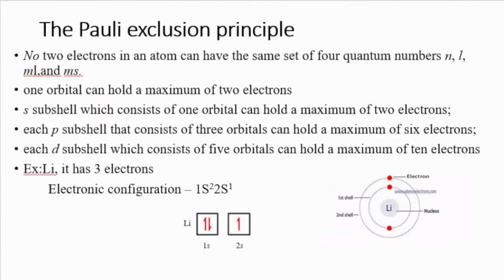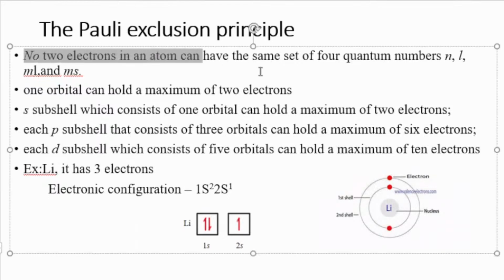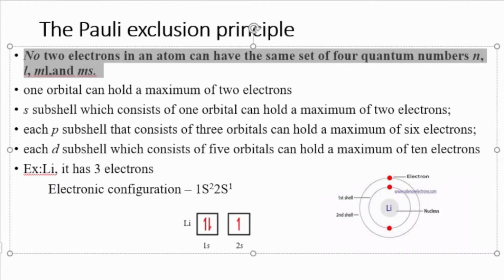Then the second one is the Pauli's exclusion principle. He stated that no two electrons in an atom can have the same set of four quantum numbers.